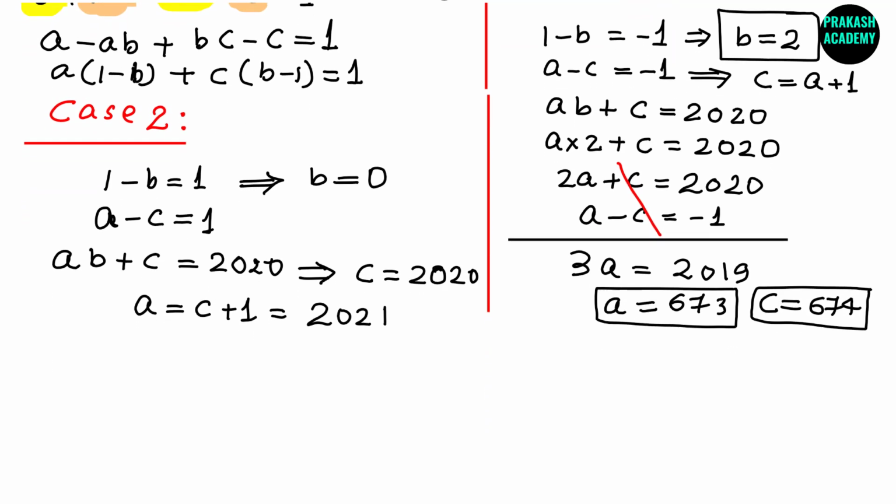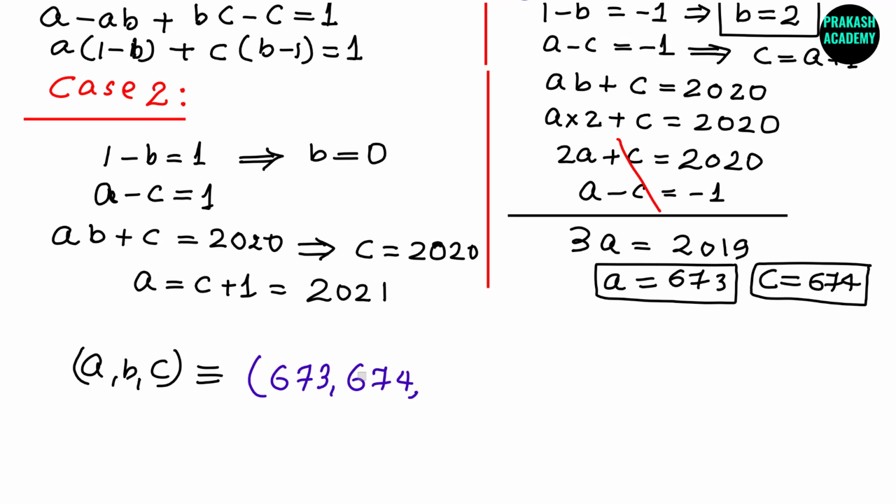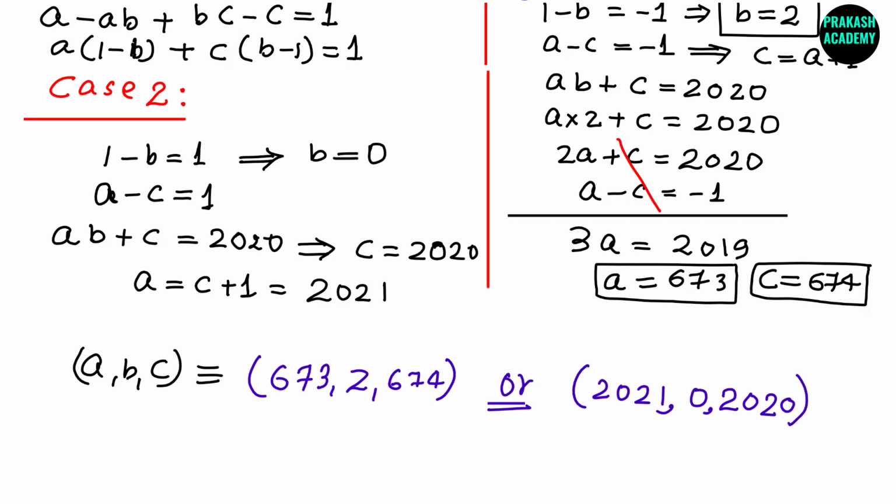So now we have two sets of solutions. For A, B, C, what are the possible solutions we have? The first set of solutions: A is equal to 673, B is equal to 2 and C is equal to 674. Or the second set of solutions that we have: A is equal to 2021, B is equal to 0 and C is equal to 2020. So in this case we have two solutions.